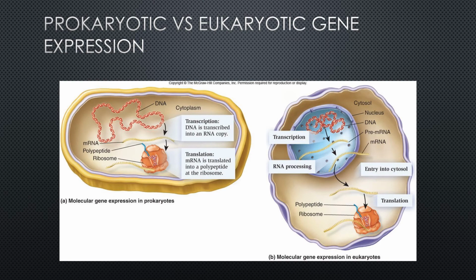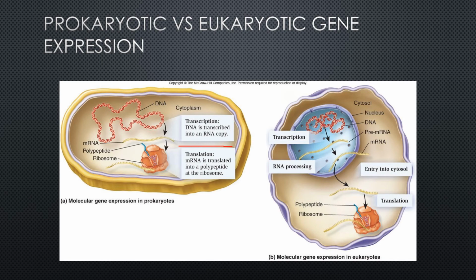So the major differences between prokaryotic versus eukaryotic gene expression is that in prokaryotic cells, we have transcription of the DNA straight into RNA. There's no nucleus, so we don't have to worry about going through a nuclear pore or anything like that. The mRNA is made, there's no pre-mRNA, it's just straight mRNA because there's no modification to it. So once the mRNA is made, it's directly translated into a polypeptide by a ribosome.